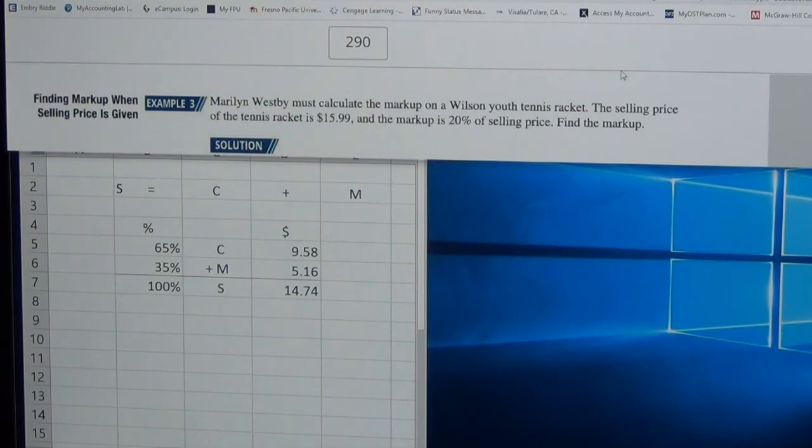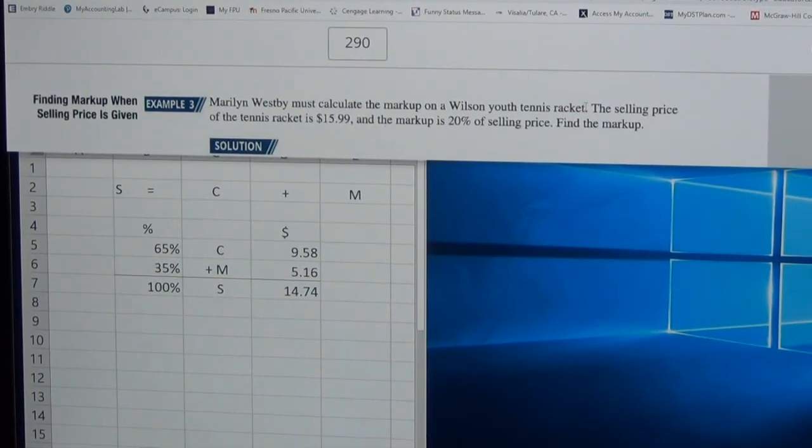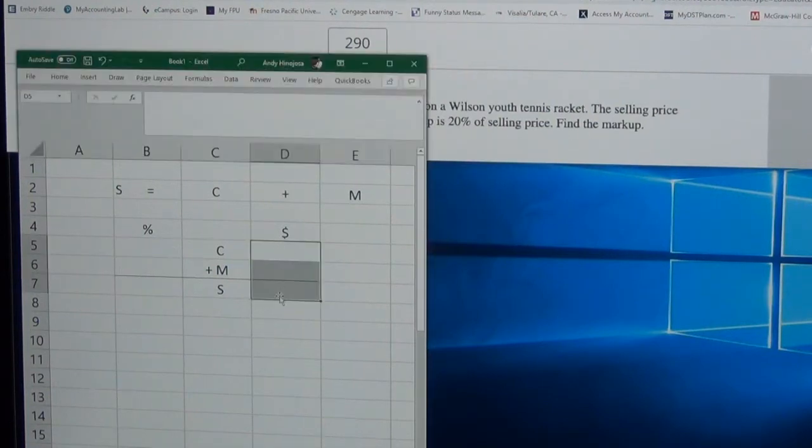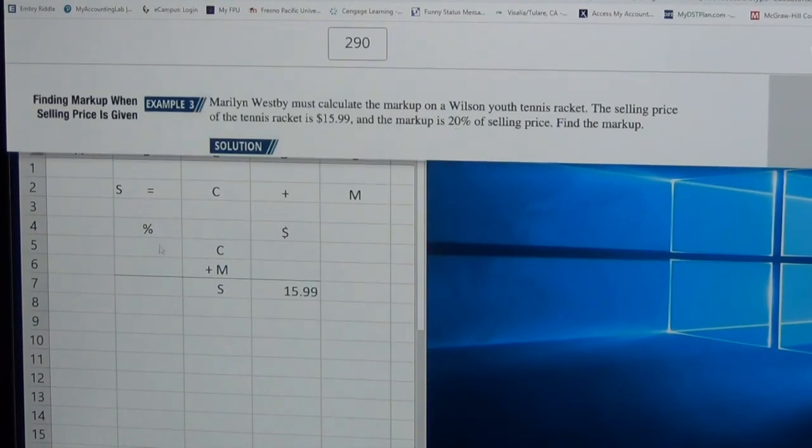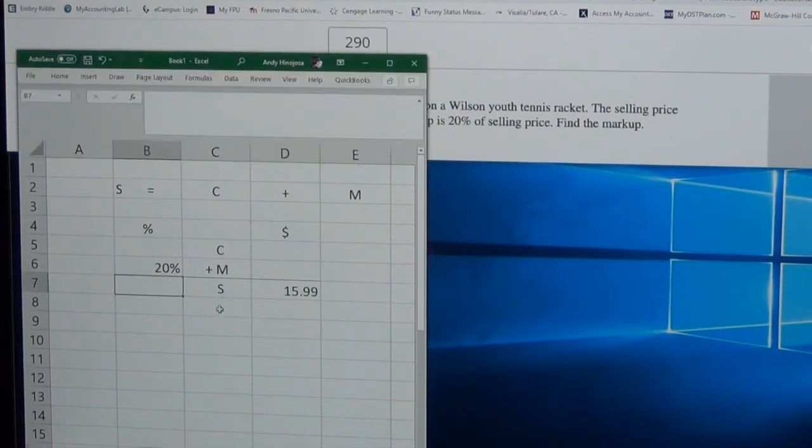Marilyn Westby must calculate the markup on a Wilson youth tennis racket. The selling price of the tennis racket is $15.99, and the markup is 20% of selling price. Find the markup. Pause and solve. Okay. Selling price, $15.99. Is that right? Yep, $15.99. Markup is 20% of selling price. That's all I really need to know. I know that the selling price is 100% because everything is based on selling price. I also then know that my cost must be 80%.